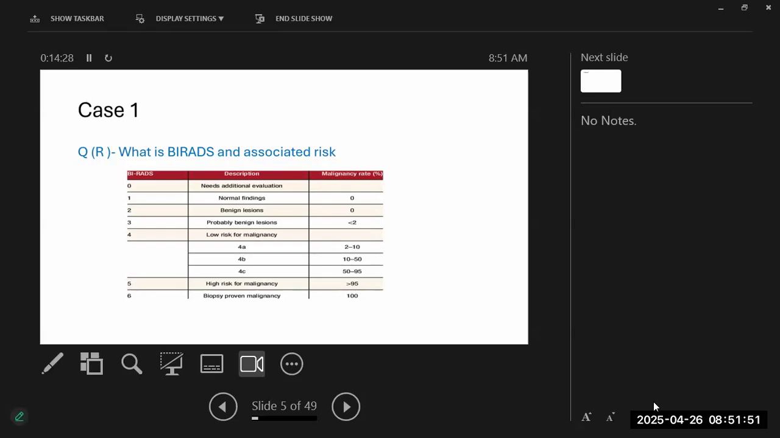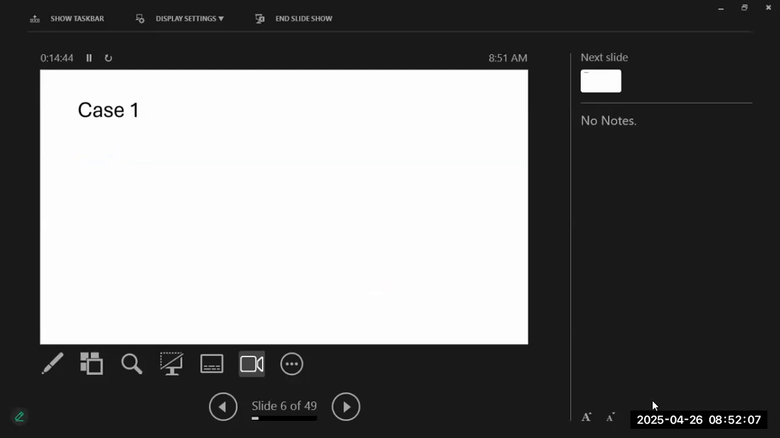And BI-RADS 6 is when, in peripheries, sometimes we get a patient who is already diagnosed because of various issues. Then we do the mammogram, we know it's biopsy-proven malignancy. Then we put BI-RADS 6. That's how it goes.